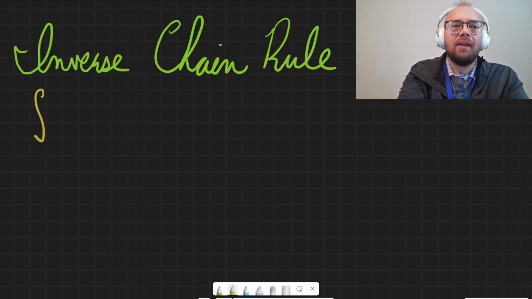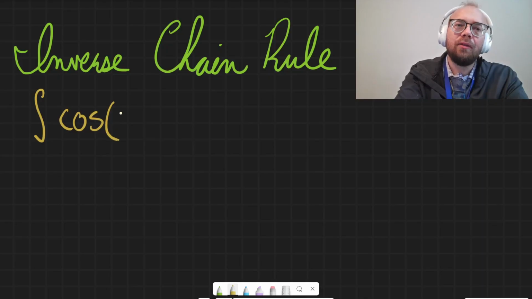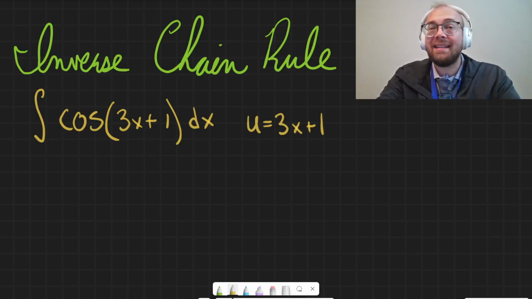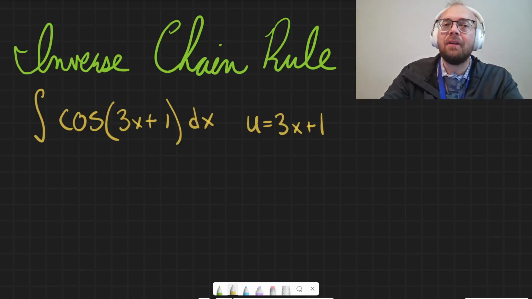Let's say we want to take the integral of the cosine of 3x plus 1 dx. If you're not using this trick method, you might need a u sub, and the best thing to pick for u sub a lot of times is whatever the inside function is.